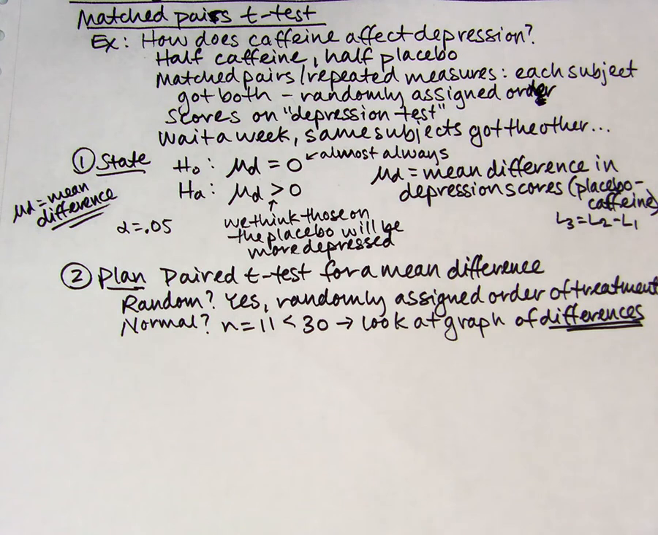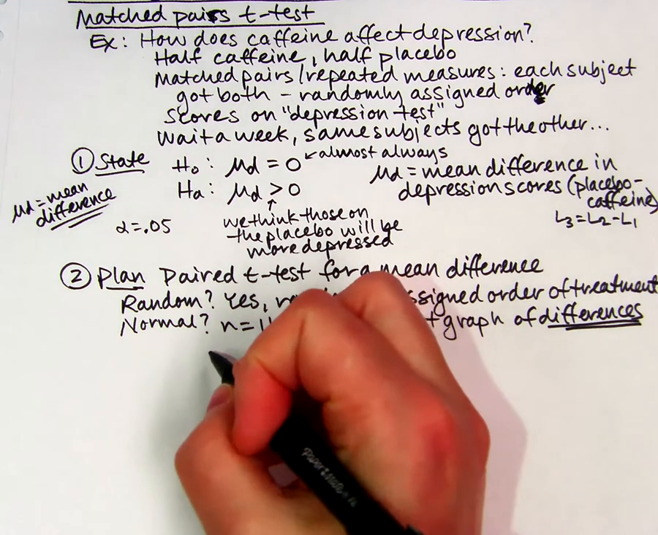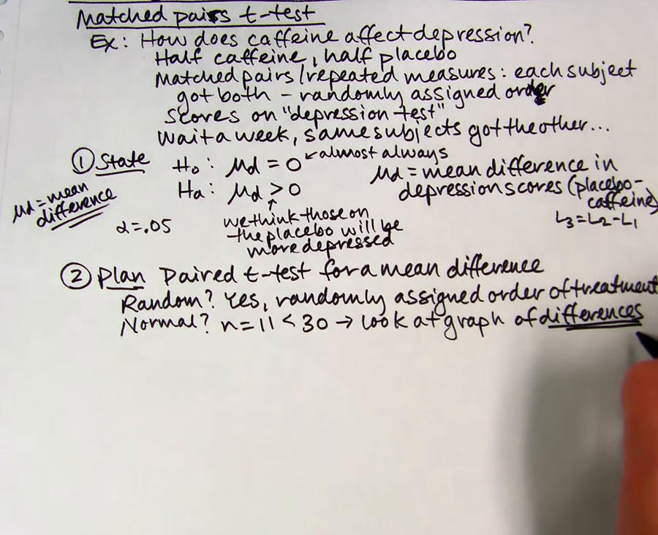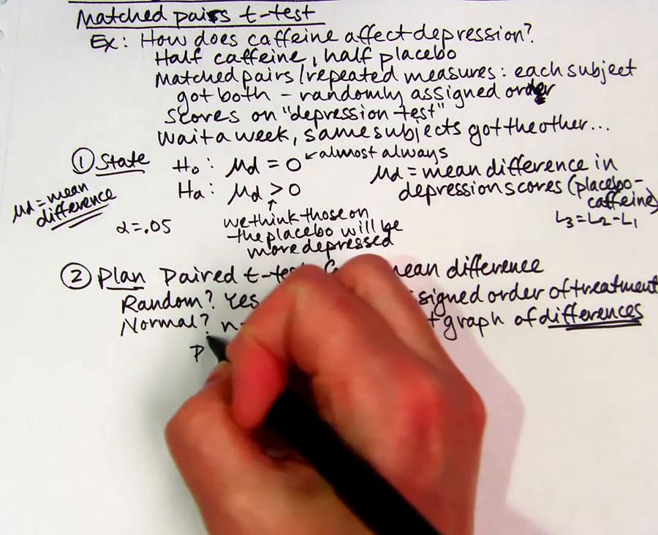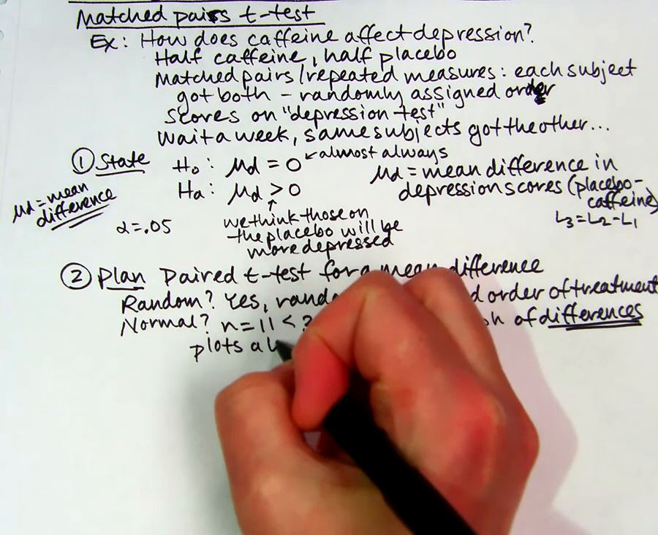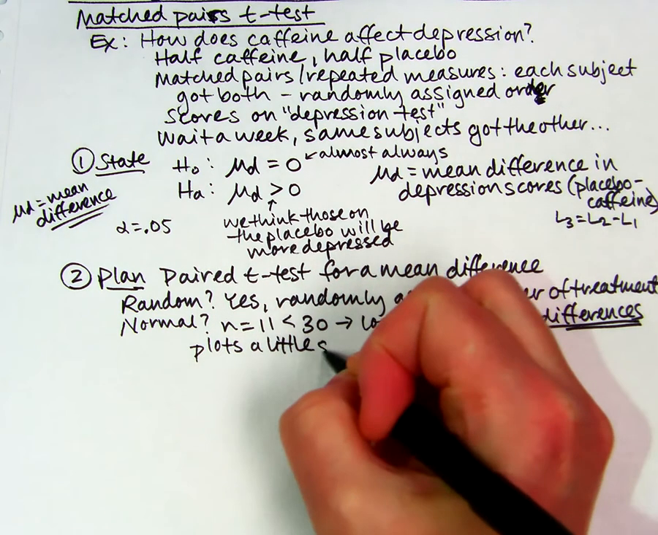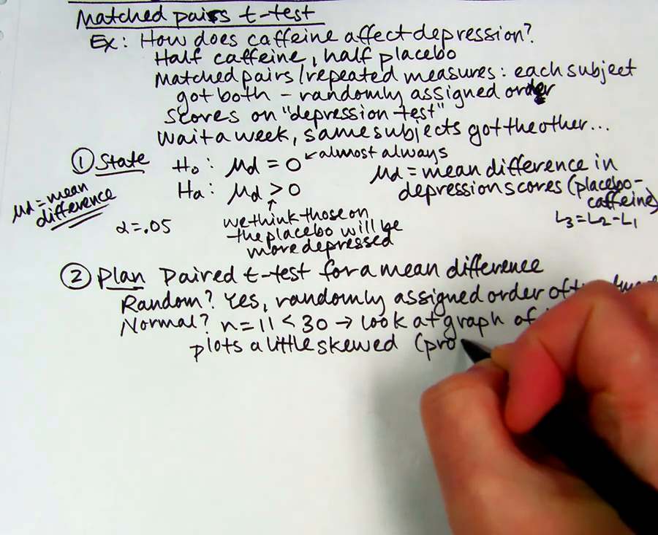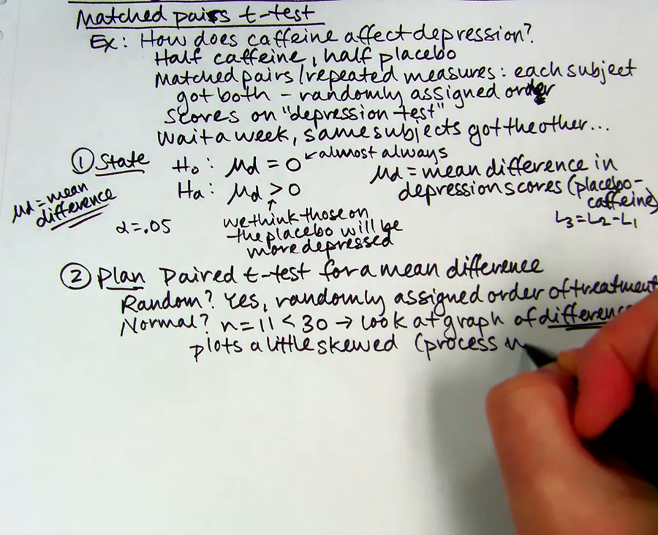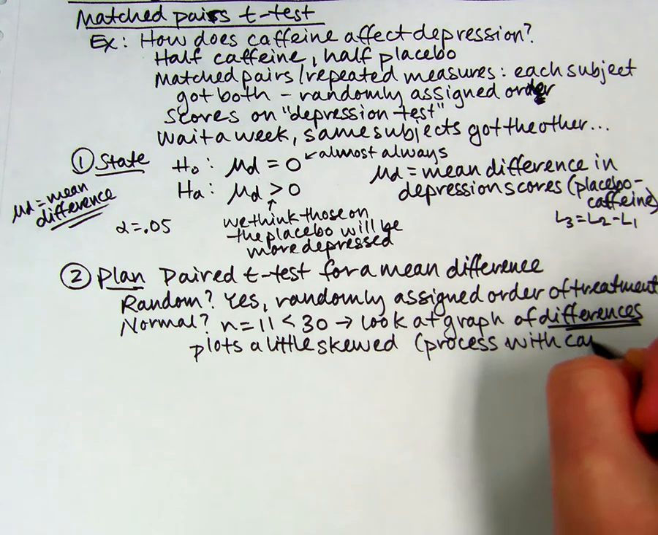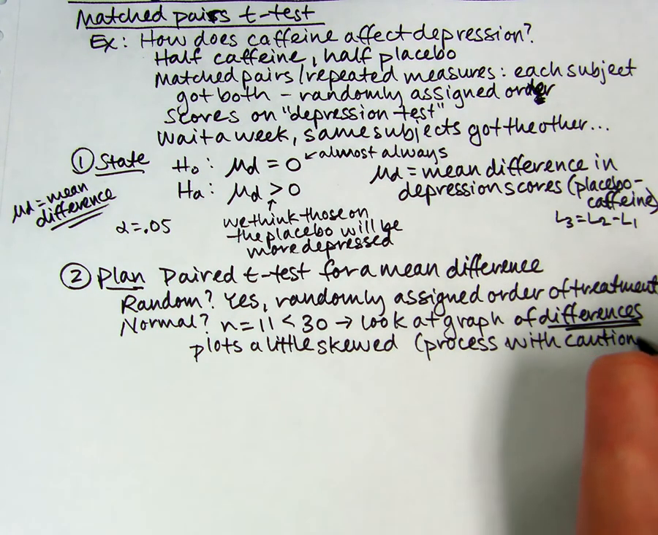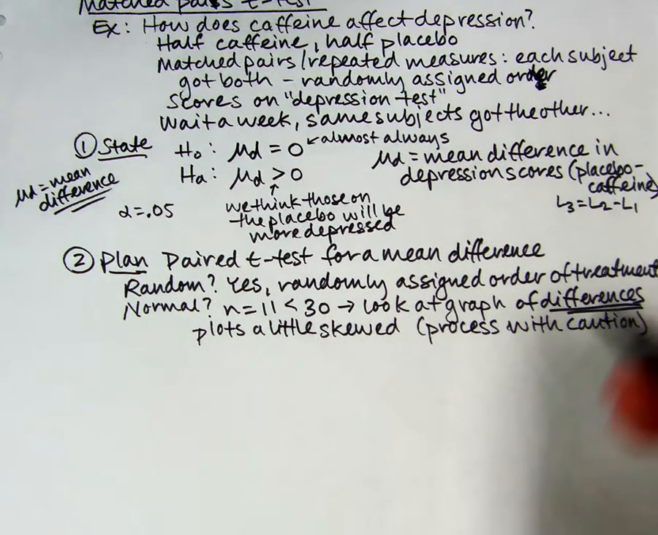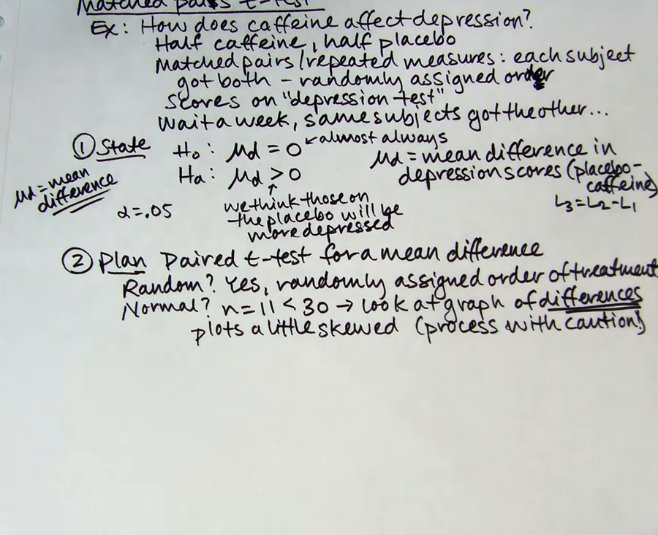So that's basically how you check the normal condition for differences. You have to check the graph of the differences. And the plots are a little skewed. The book says they're close enough. I'm going to say proceed with caution because I like saying that. All right, exclamation mark on that.